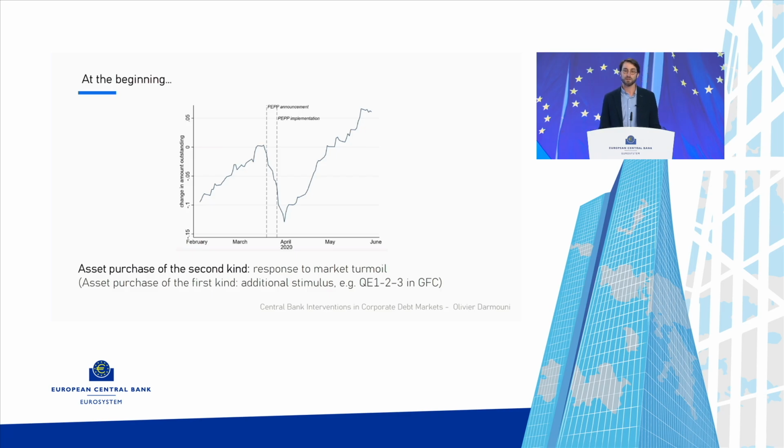Okay? Now, not all asset purchases are like that. I think it's important to see that. For example, the first three waves of QE in the United States were much more about providing additional stimulus to the economy when you hit the zero lower bound and you've done a lot of other policies. Okay, so I would call this asset purchase of the first kind.